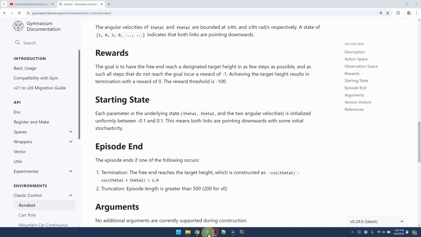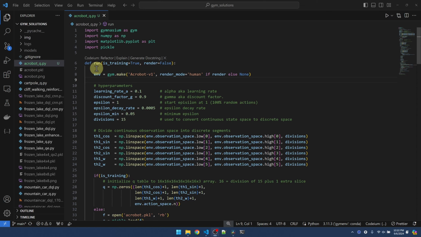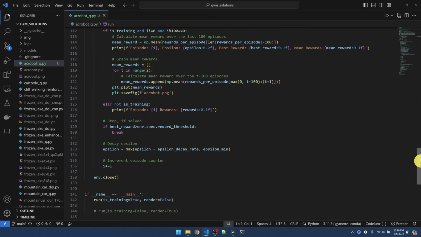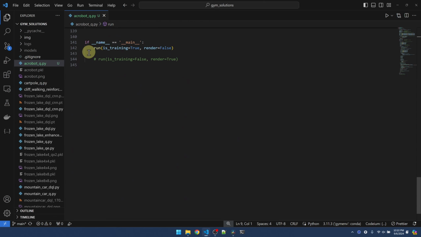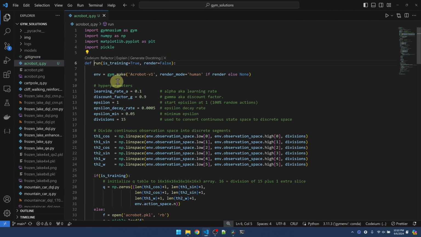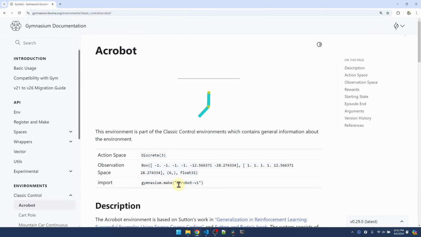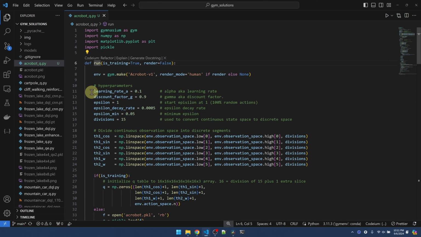Okay, now let's hop to the code. Our code is going to look pretty similar to the previous videos. We got our run function here, which is being called in our main. We're calling with training on and rendering off. We're making an instance of the environment, passing in the Acrobot ID, which can be found right here. Here's our hyperparameters, our learning rate, discount factor, the epsilon greedy variables. And also right here, we're using division to convert our continuous observation space into discrete space.